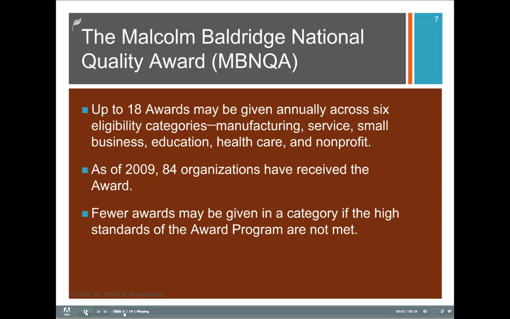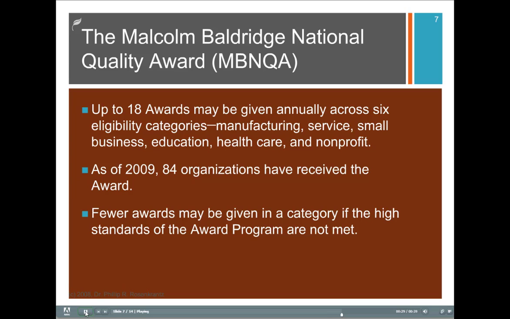The Malcolm Baldrige National Quality Award has been around for over 20 years now. When it started out, there were only a few categories and a few awards given per year. But now up to 18 awards can be given annually in 6 different categories: manufacturing, service, small business, education, healthcare, and nonprofit. And as of 2009, 84 organizations have received the award.